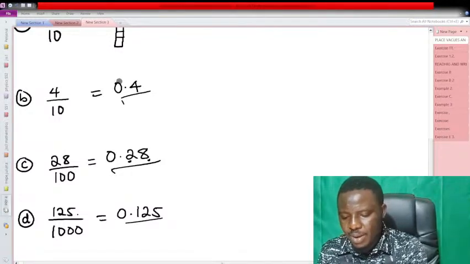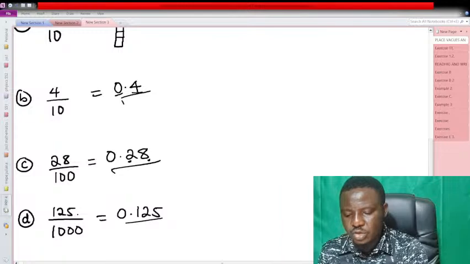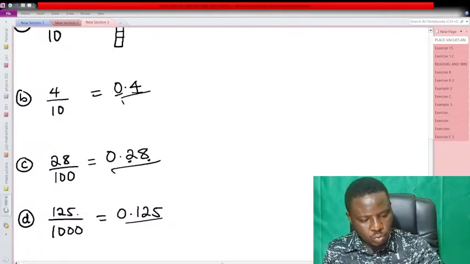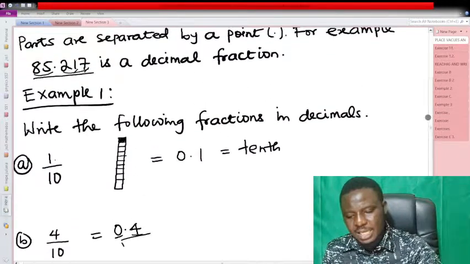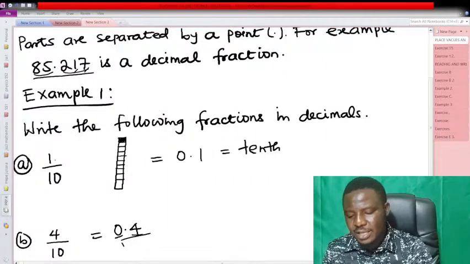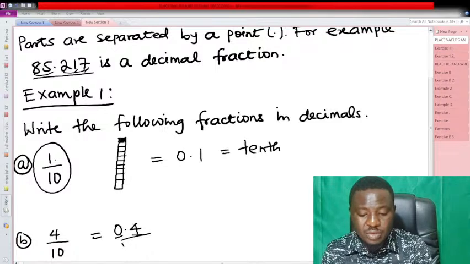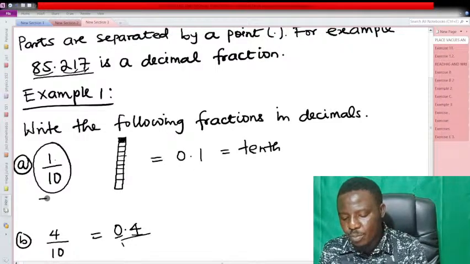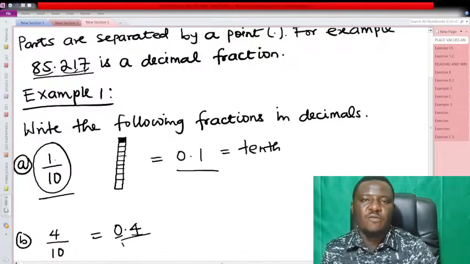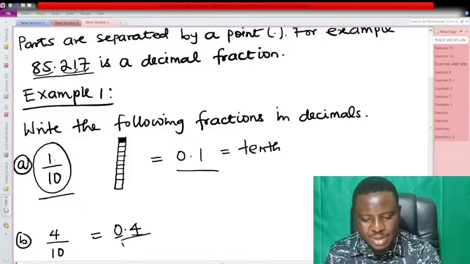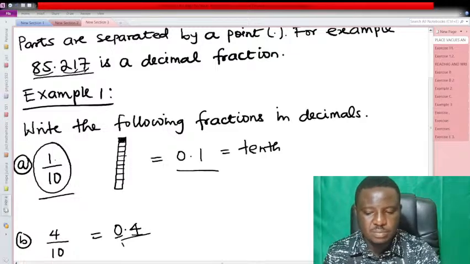This is the whole number part and this is the fractional part. So this is how to write numbers in proper fractions to decimal fractions. So I've converted them from proper fractions to decimal fractions. Raf, I believe you understand what I just did.